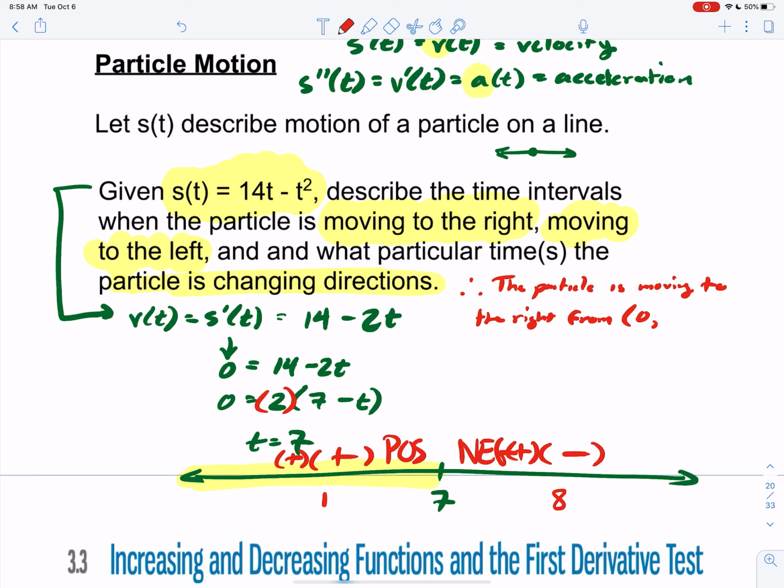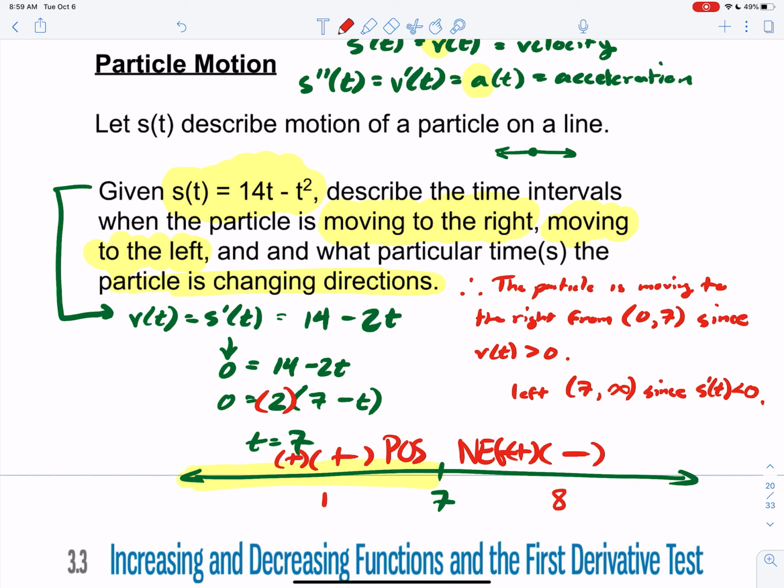From 0 to 7, since v of t is positive, or you could even say since s prime of t is positive. It's up to you, okay? Now the particle is moving to the left. I'm running out of space, so I'm shorthanding this, but you guys should write out the whole thing. The particle is moving to the left from 7 to infinity, since v of t or s prime of t is negative.